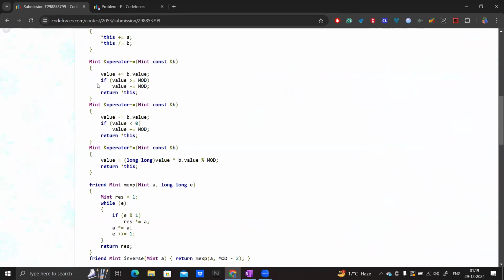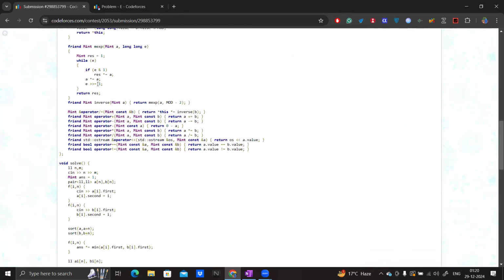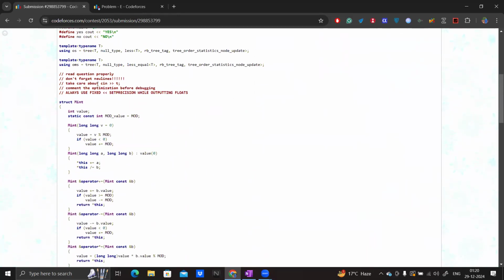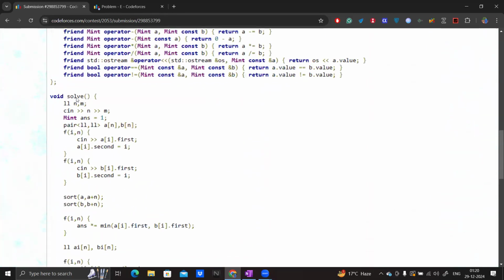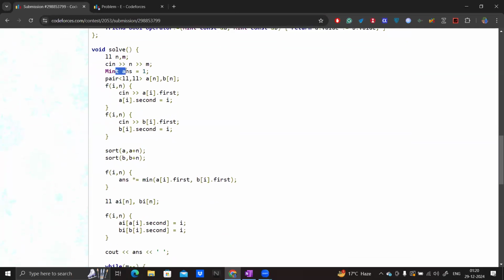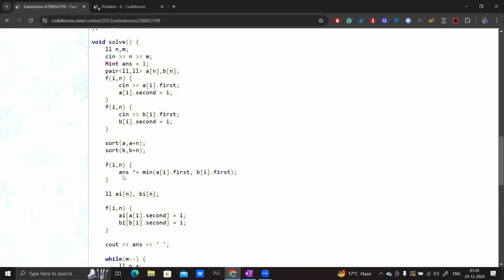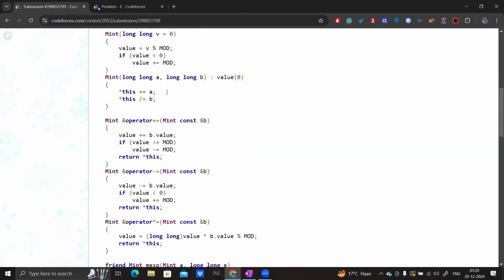Actually, I use this struct to find the answer modulo m. It is very convenient that instead of writing int, you can just write mint, and it will automatically take the mod for you. So I have this answer, and basically here I'm multiplying it by the minimum. I don't need to take mod, it will automatically take mod. It is a struct, so it just takes mod automatically.